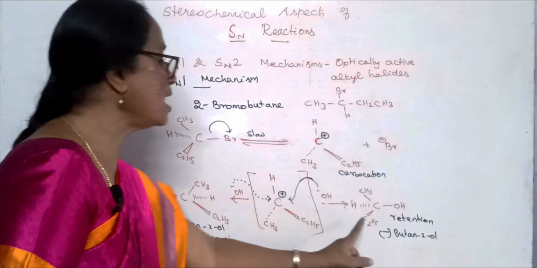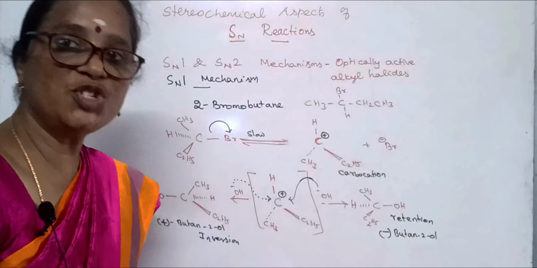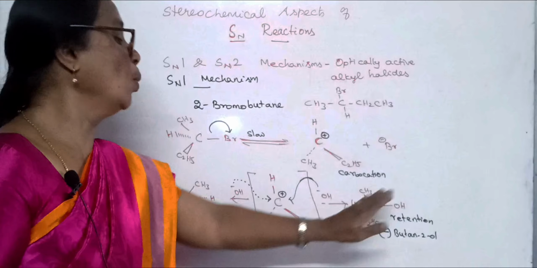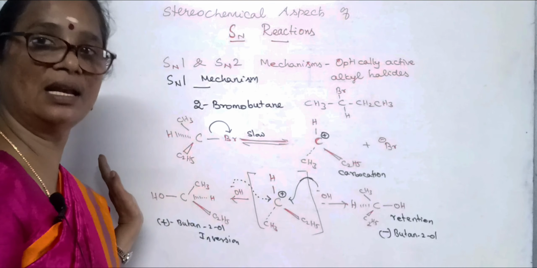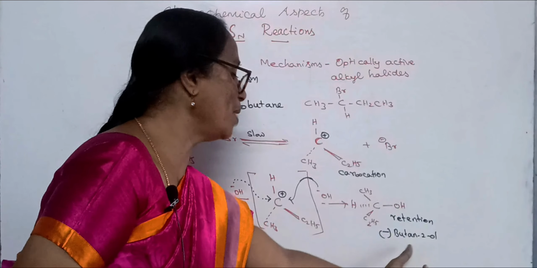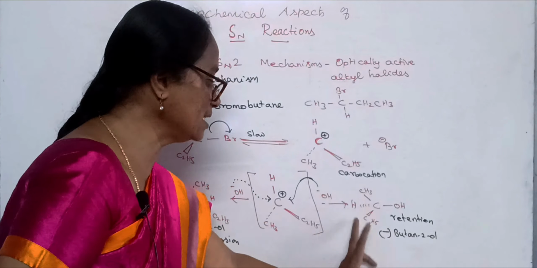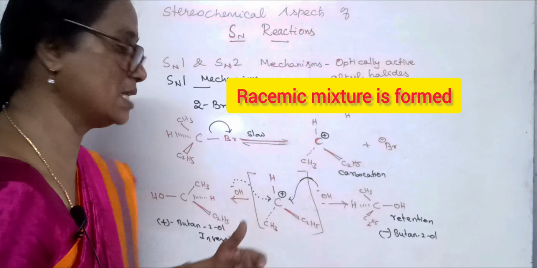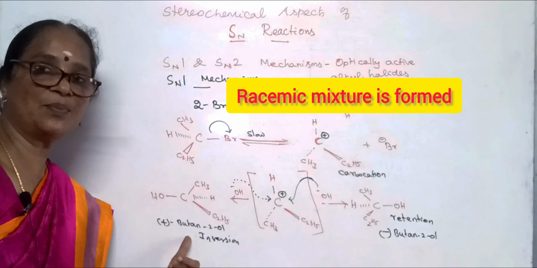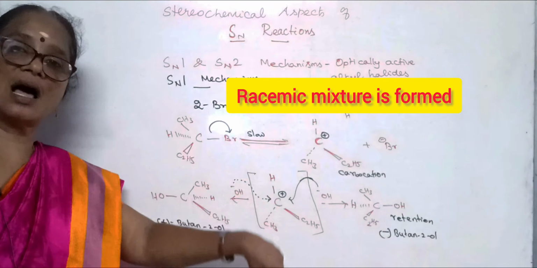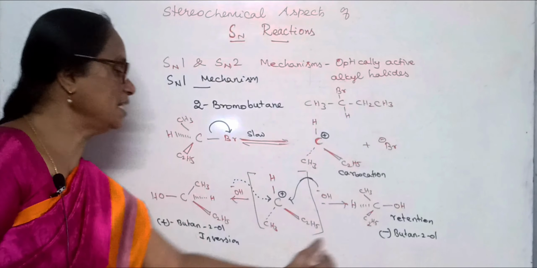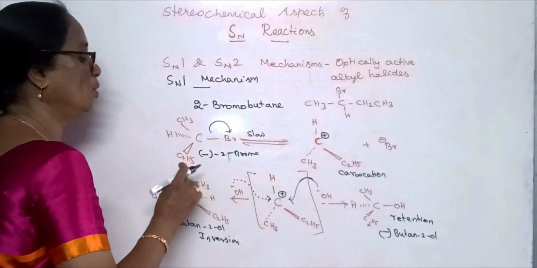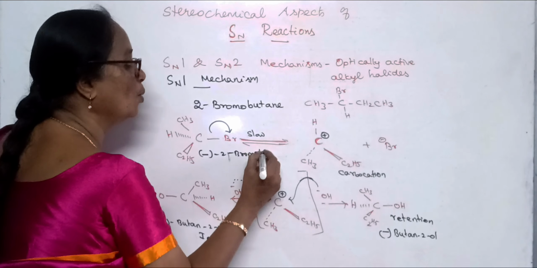So as they differ in the arrangement of groups in space, they can rotate the light, one to the right and the other to the left. So the one we have, (-)-butan-2-ol, that means this resulting molecule is able to rotate the plane polarized light in the anti-clockwise direction. At the same time, the inverted product will rotate the light in the clockwise direction. From this we can identify the nature of the starting molecule. This molecule is (-)-2-bromobutane.